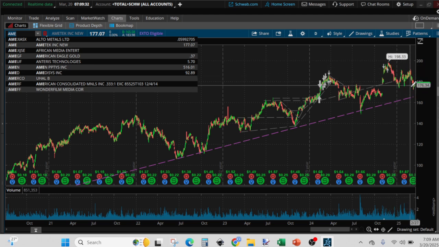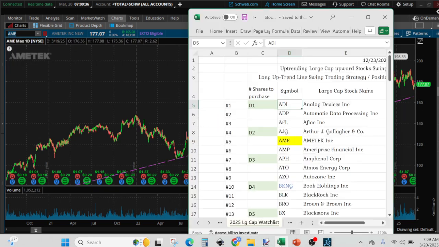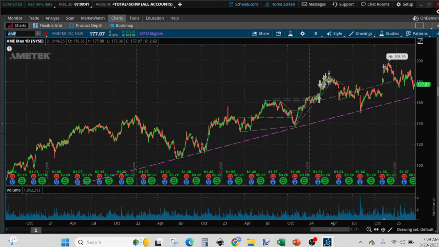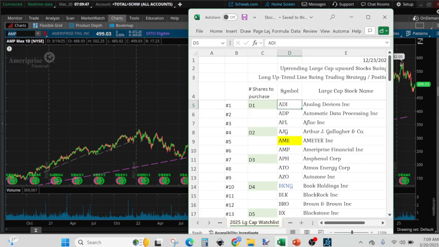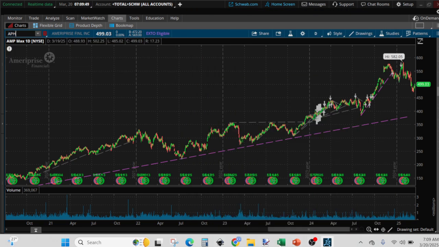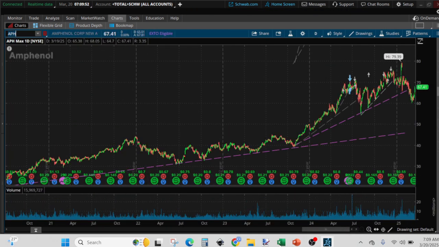So we bought it and we have not sold it yet. We bought it and the price went down and it's going down close to the trend line, but it has not hit it yet. So that one is negative in the account. AMP is far from the trend line. APH went below that trend line and started going up. It didn't touch base with this one.